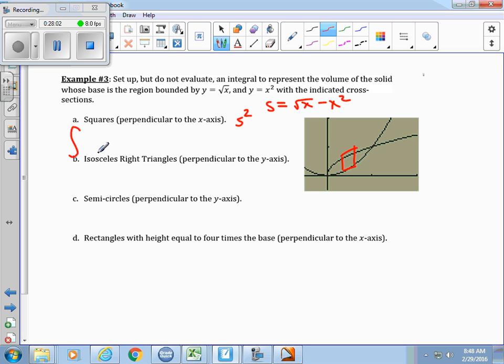So I'm going to do the integral of square root of x minus x squared, squared. Can I just square both of those pieces? No, I would need to FOIL, which you could do, but for now I'm just going to set up, for time purposes. I believe those intersections are 0 and 1. How could we find that? Set those equal to each other, square both sides, you'd have x to the 4th equals x, is that right?